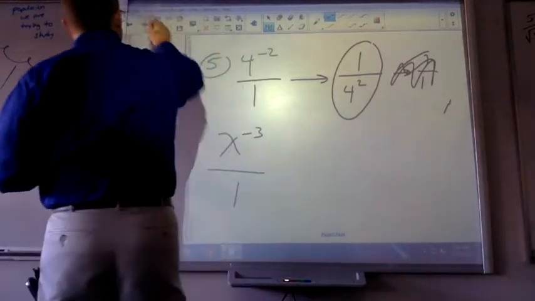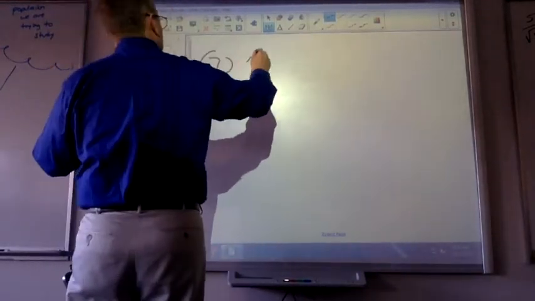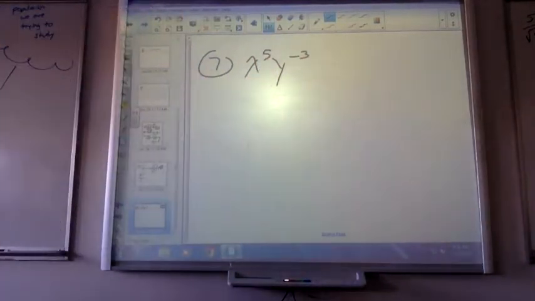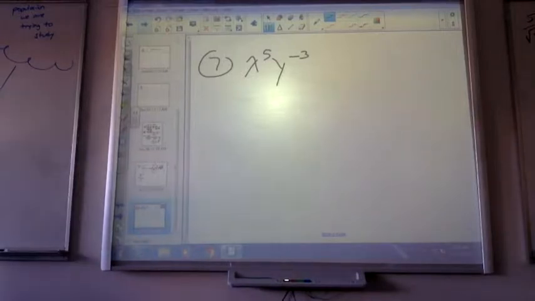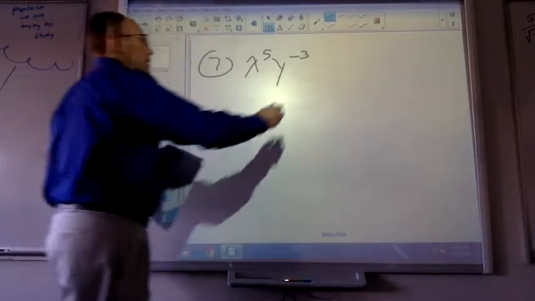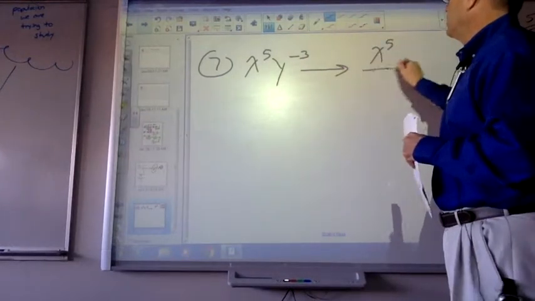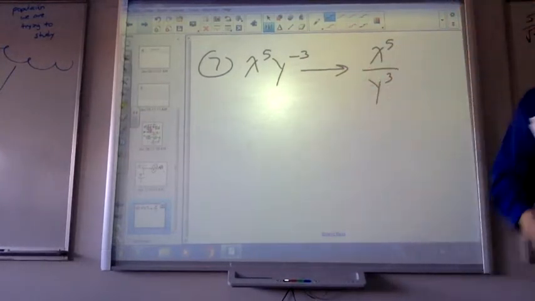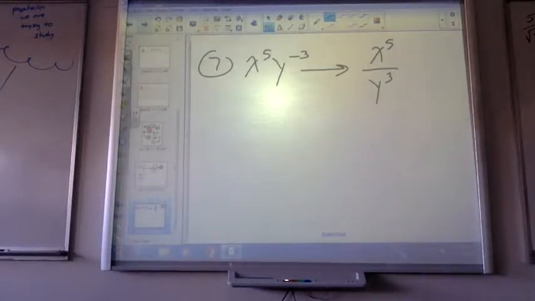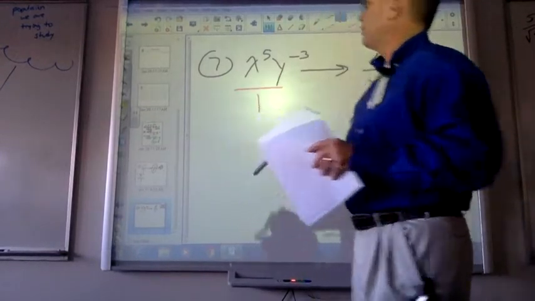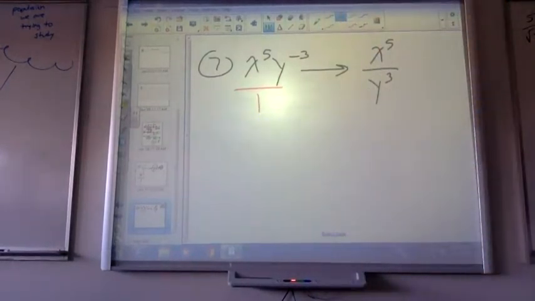Number 7, I got x to the 5th and y to the negative 3. Which letter has the negative exponent? The y. So the y needs to move locations. X to the 5th is fine where it's at. So if I move y to the 3rd down, I'm going to wind up with an answer that looks just like this. And that's done. Okay? So please remember, you can write anything as a fraction by putting it over 1, and then you just go from there.